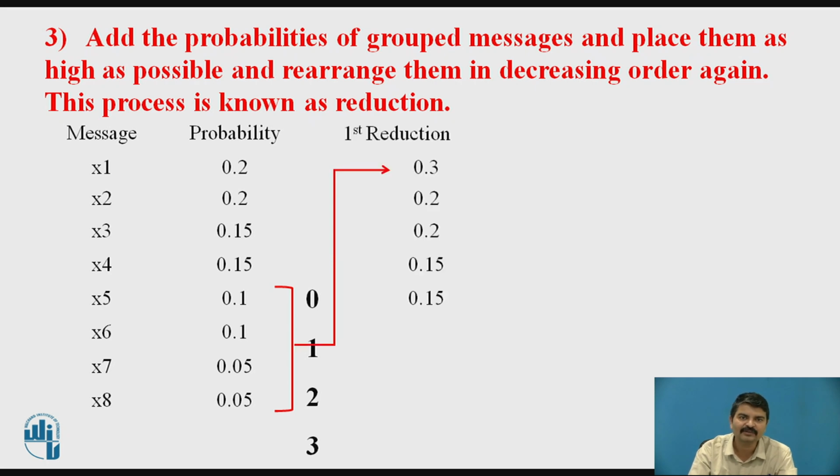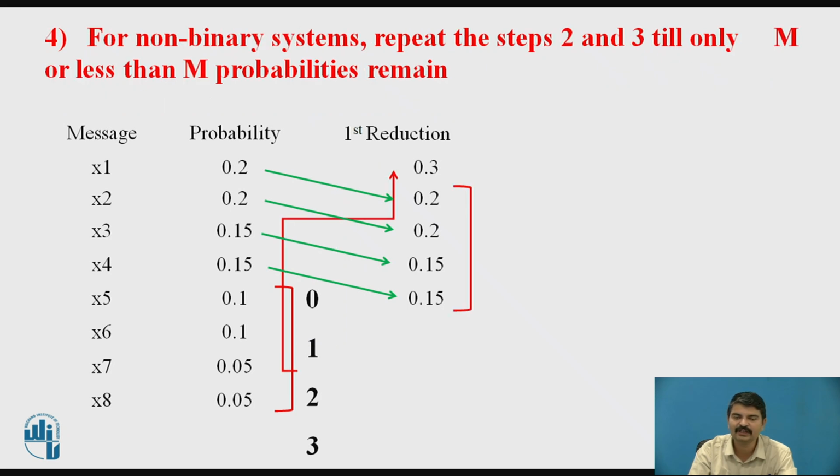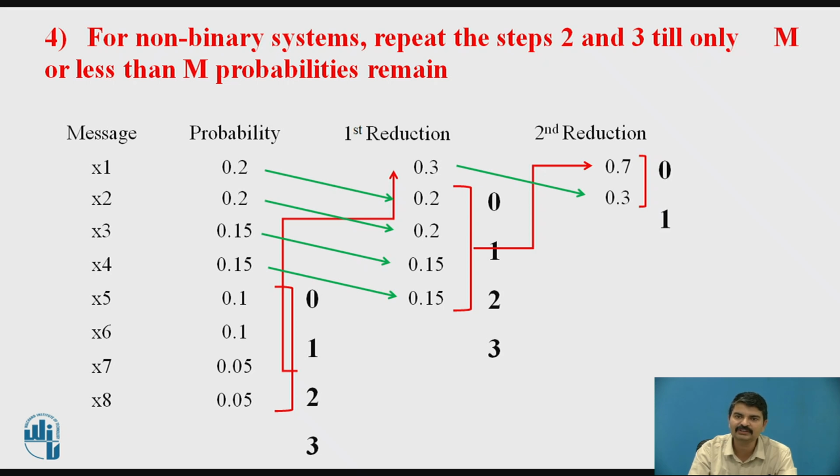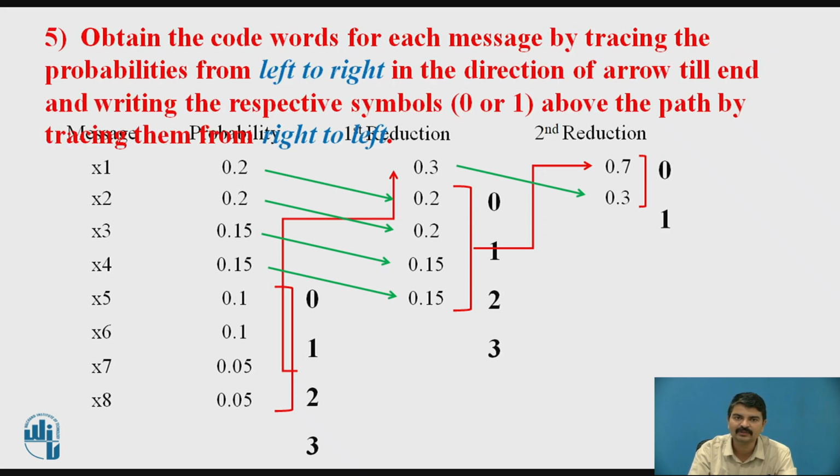After the first reduction, we add 0.1, 0.1, 0.05 and 0.05. See the addition, now it is 0.3. That's why after the first reduction, that value comes at the top, because we are arranging in decreasing order. Now what about the remaining? You can see with the help of these arrows. Again the same thing: for the last 4 we assign the symbols 0, 1, 2 and 3. Again we add, the addition is 0.7 and 0.3. After the second reduction, we have only 2 symbols, 0 and 1. The same thing: the probability is arranged from left to right, and when we transmit, it is read from right to left.